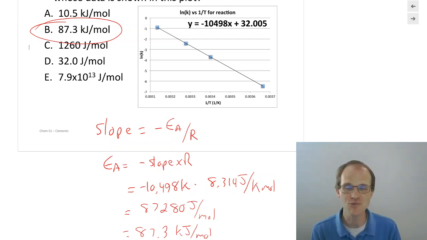And to me, that's really, really neat. That just by taking a few data points at different temperatures, we can figure out something that's happening on a molecular scale, things we can't even see, and know their energies fairly precisely. I think that's cool.